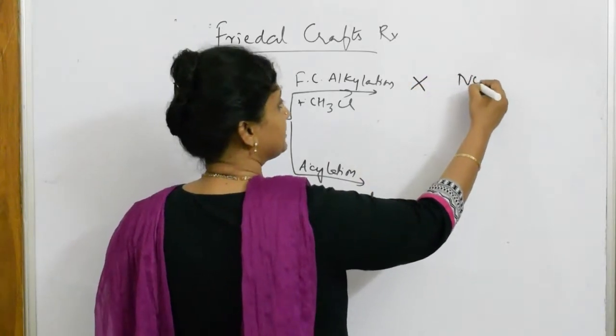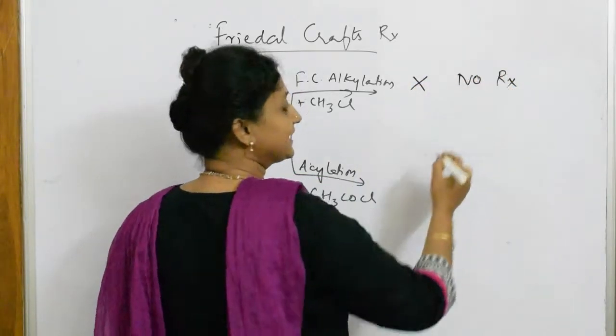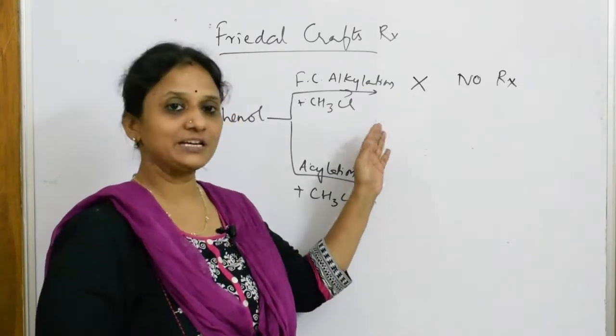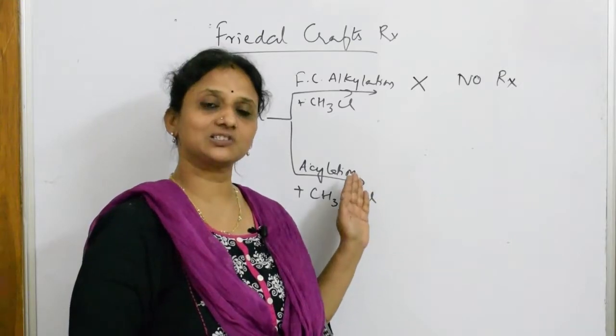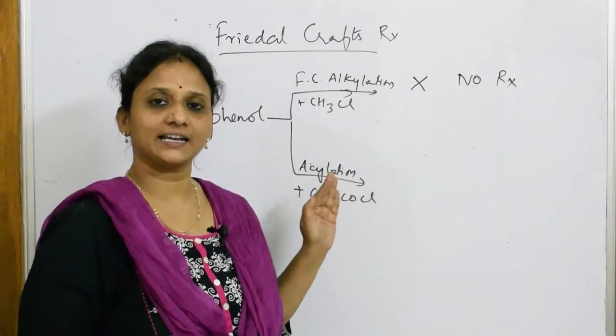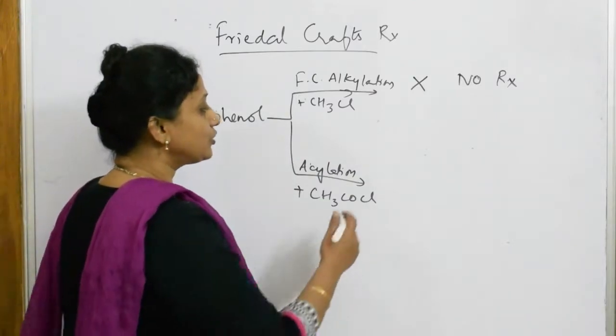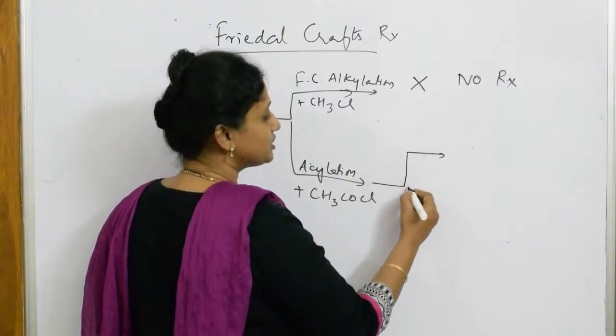Remember, so in the exam if this is given, just write no reaction. When I'm doing my reasoning questions, I'll explain why it is not showing, why aniline also doesn't show Friedel-Crafts alkylation reaction. But when it is acylation reaction, basically you're going to find two types of products. Let me show you that.